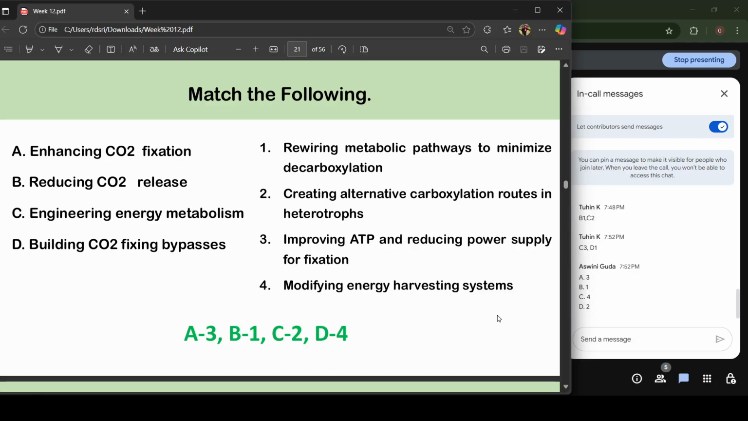So the answer is, for enhancing carbon dioxide fixation, we go for improving ATP and reducing power supply for fixation. Whereas when we talk about reducing the carbon dioxide release, we'll be rewiring metabolic pathways, and this is to minimize the decarboxylation.